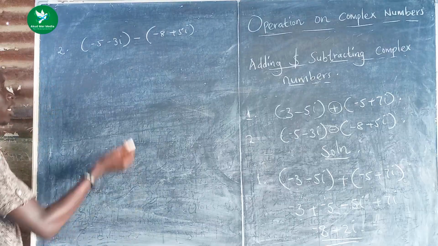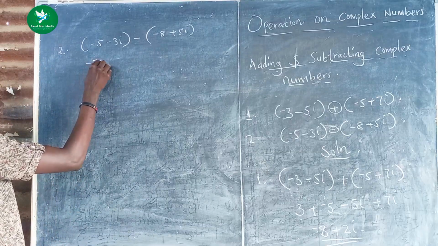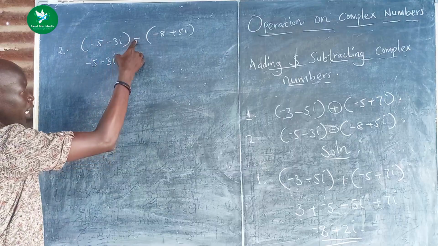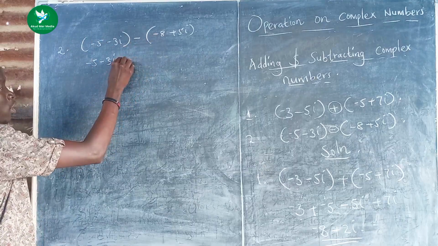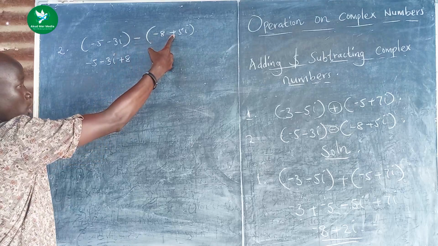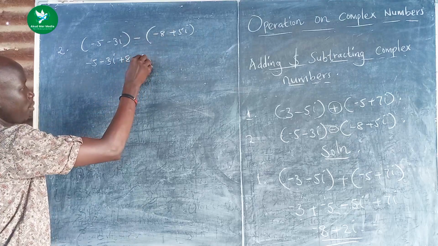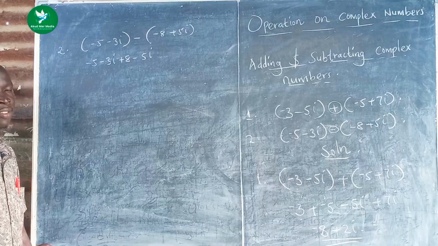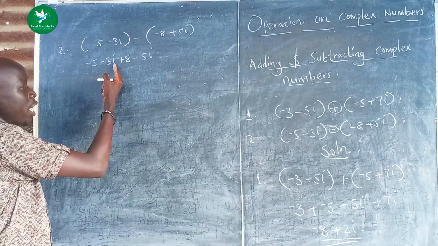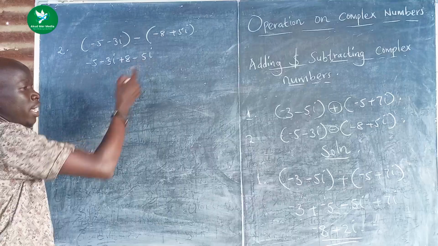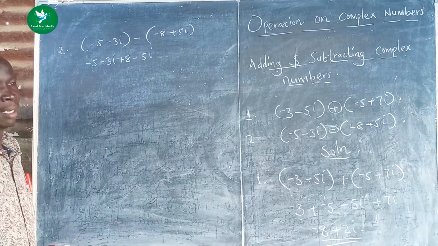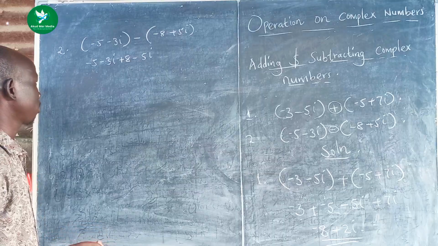Therefore, when we remove the bracket, we have -5 minus 3i. Negative and negative changes to positive, plus 8. But this negative is going to affect this positive, so we have -5i. This gives -5 minus 3i plus 8 minus 5i. Now reaching this point, we need to collect like terms.